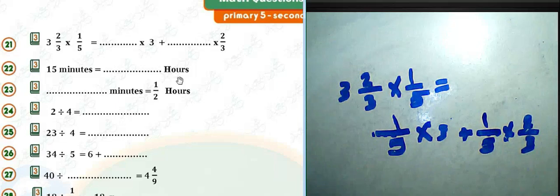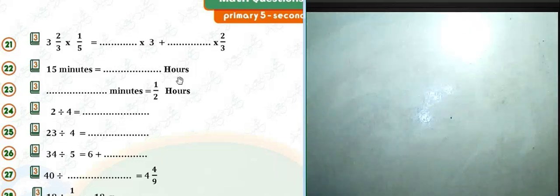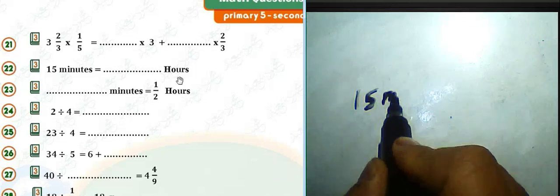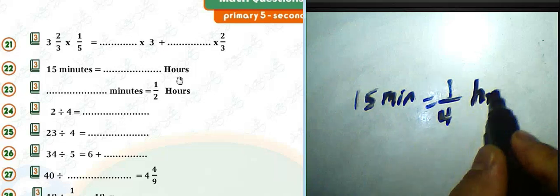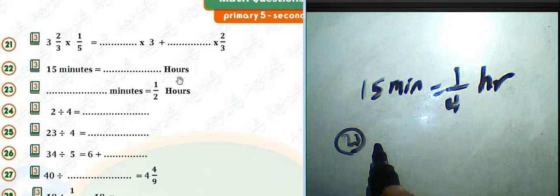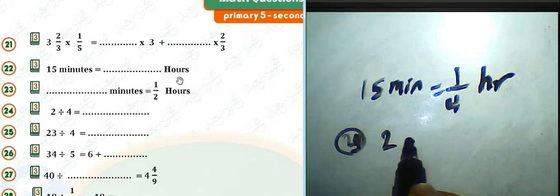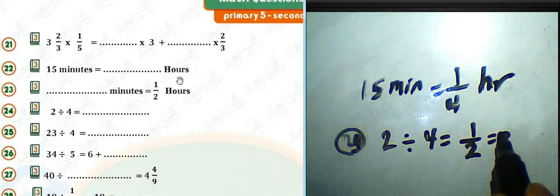Question 22. 15 minutes equal 4th hour. Okay. Question 23. Okay, 23. 24. 2 divided by 4 equal half or 0.5.